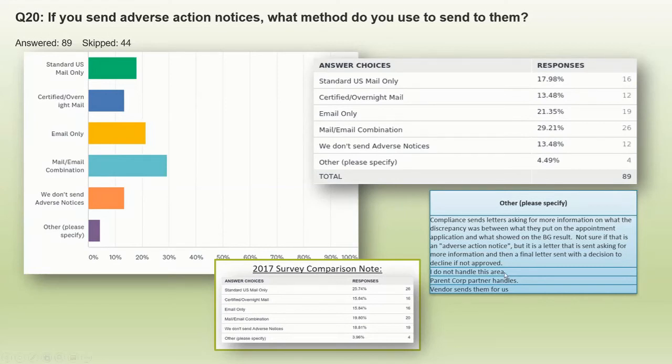And again, we see those same types of "I do not handle" responses and all that other stuff, where the parent corp handles it, or the vendor sends them, that kind of stuff.